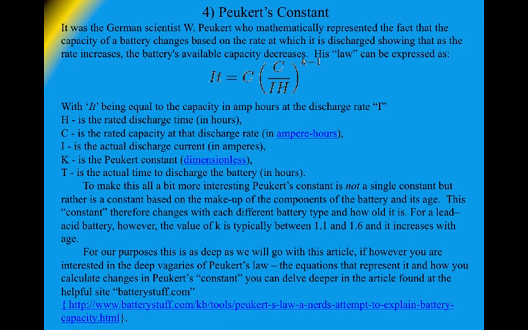Now, one thing that makes this all very interesting is that Peukert's constant is not a single constant, but rather it is based on the makeup of the components of the battery and its age. This constant, therefore, changes with each battery type and how old it is. For lead-acid batteries, the value of k is typically between 1.1 and 1.6. And that constant increases with age, which shows that as the battery ages, its capacity decreases.